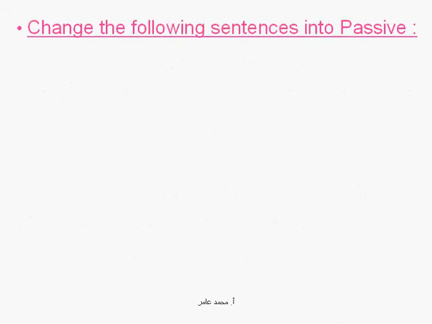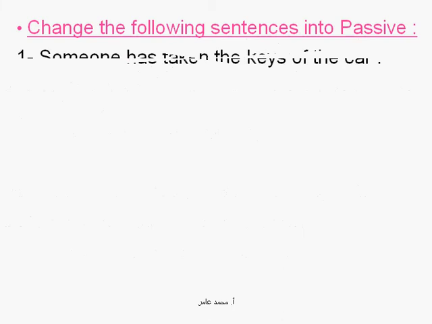Change the following sentences into passive. Someone has taken the keys of the car. Here we will look at the object. Here the keys is the object. The word the keys is the object. So we start with the word the keys.